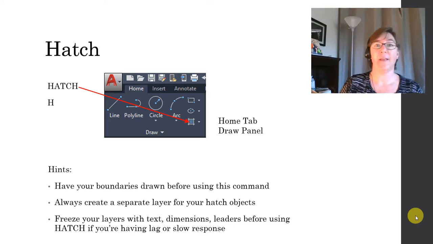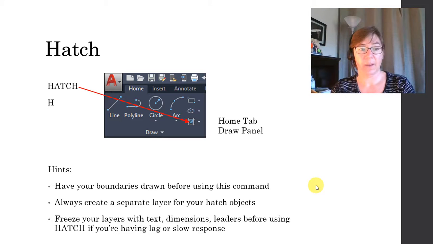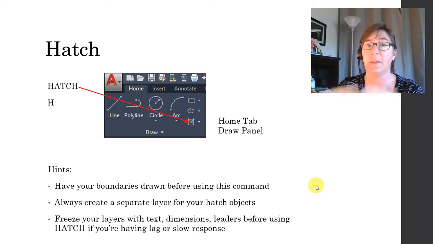So how do you find the command? It is the hatch command, or the shortcut is H, just the letter H. And it's located on the Home tab Draw panel, this icon right here. Some hints for using the hatch command. First, always have your boundaries already drawn before you enter this command. Second, I strongly suggest that you always create a separate layer for your hatch objects.